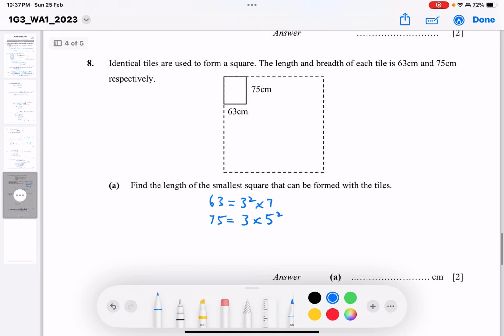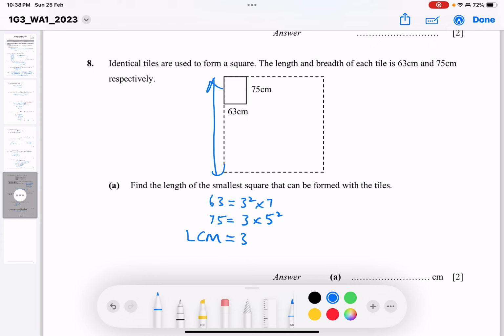In the next sum, we have identical rectangular tiles, which are used to form a square. So we are actually looking for a bigger number that represents the side. So what is the length of the side? We are basically looking for a bigger number, which is bigger than the tiles itself. So therefore we are finding the LCM.